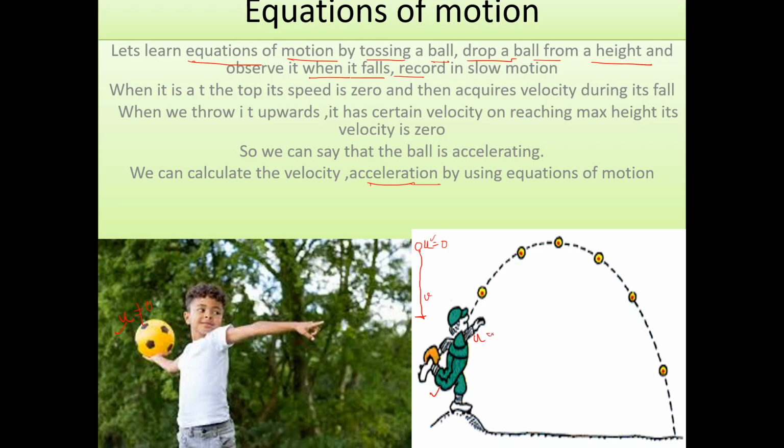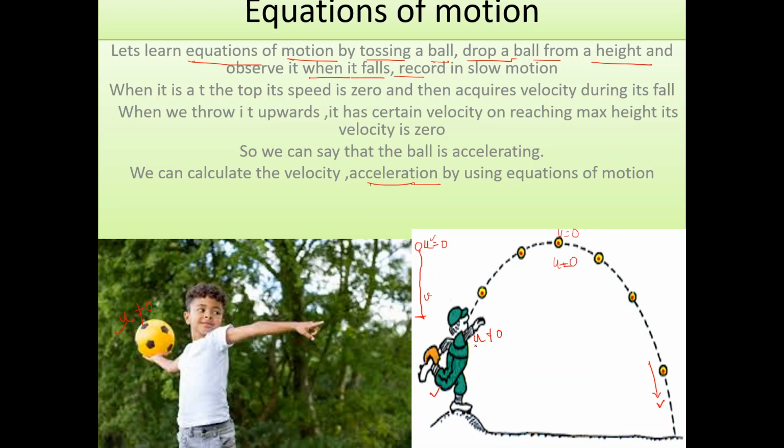Here also you can watch, this player is throwing a ball. It is having some initial velocity. Here the initial velocity is not 0, but on reaching maximum height, the velocity becomes 0. This is the final velocity while throwing a ball. Dropping a ball, initial velocity is 0 and it gains some velocity on falling to the ground. On reaching the ground it has some velocity. So this type of motion is called uniform acceleration or uniform retardation.